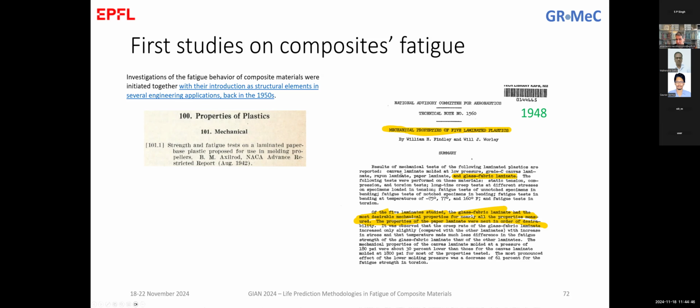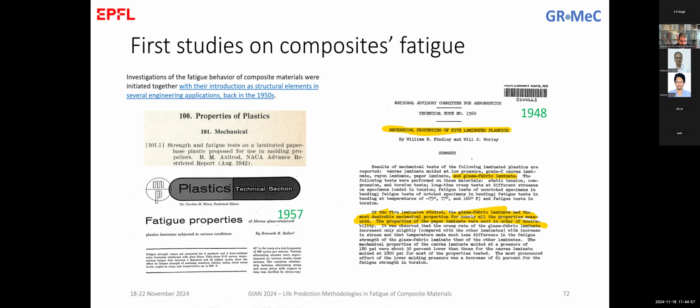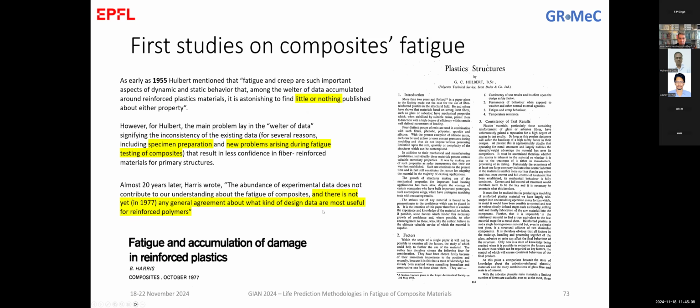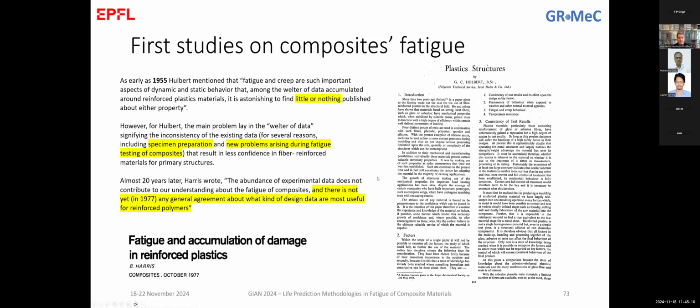And they found that, among others, glass fiber laminates had the best performance regarding fatigue. In 1957, we have other publications talking about fatigue properties of fibrous glass reinforced materials from Boller. And then we have more or less 20 years to see that there is not any agreement about design data.